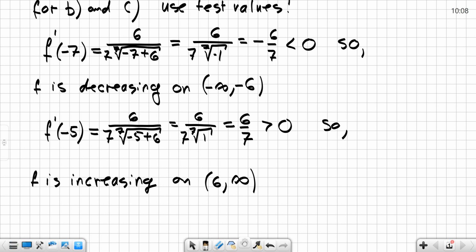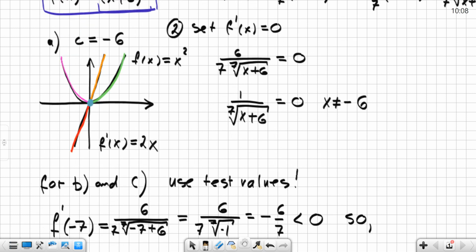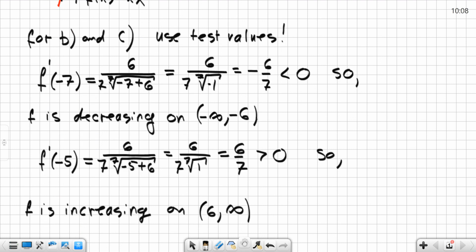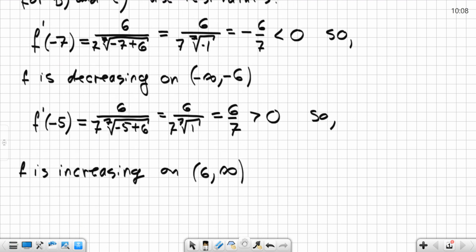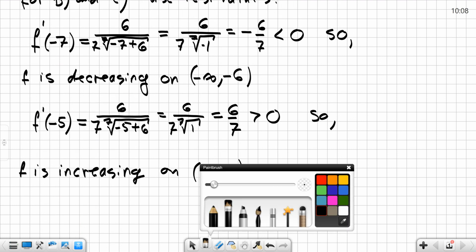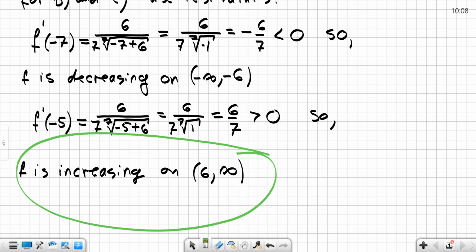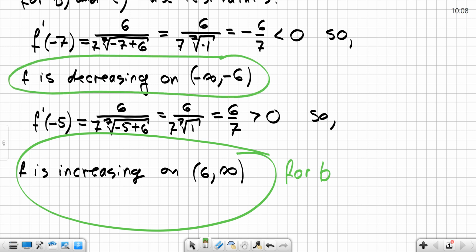Let's have a look at which one is the answer for B and which one is the answer for C. For B, they wanted to find where the function is increasing. So we have found out this is the answer for B. And right here is our answer for C, where my function is decreasing.